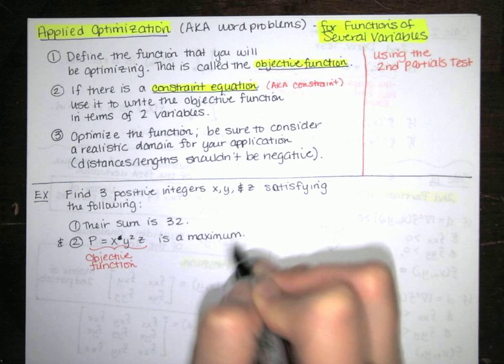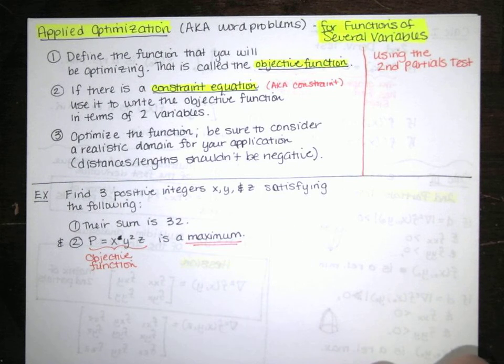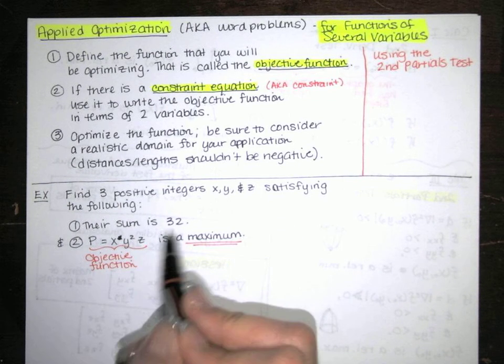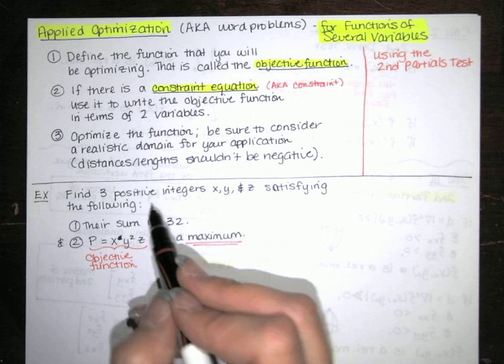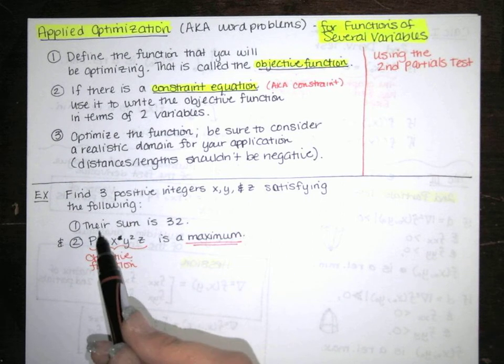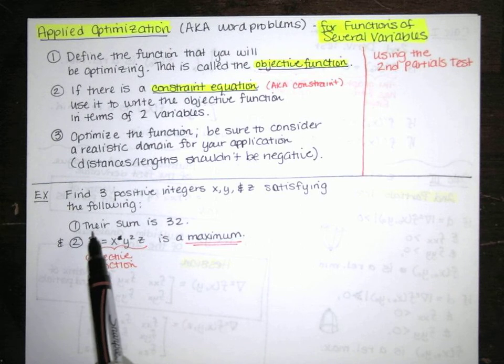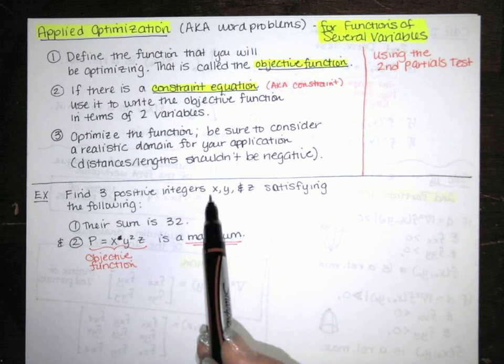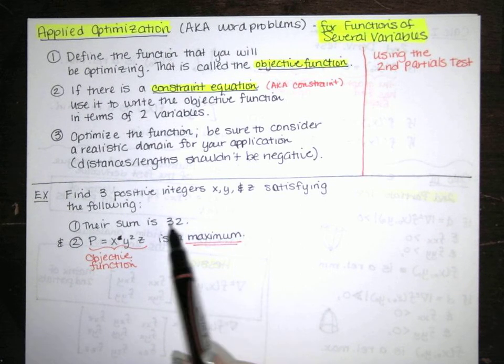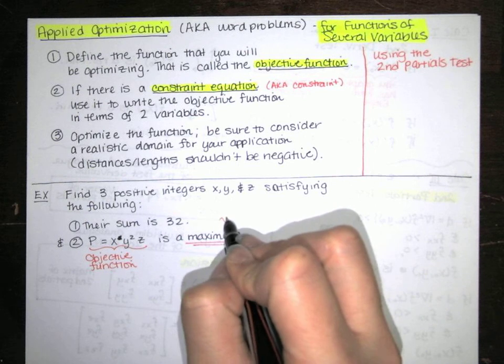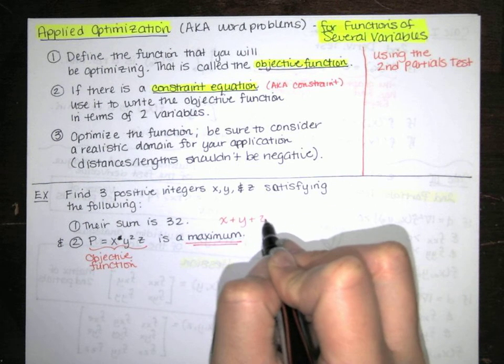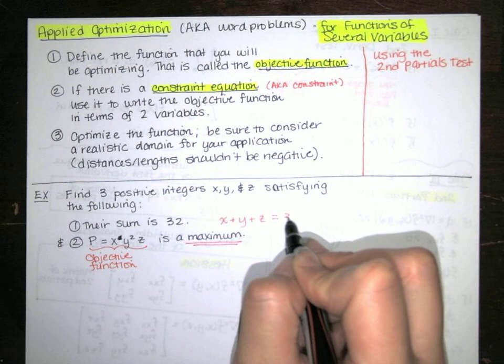Because that's what we're trying to maximize. They ask us to find a maximum, and they also give us a constraint. It's implied in this statement. We know that, let's actually have two constraints, or four constraints, depending on how you look at it. We want the sum of those three positive integers to be 32. So that's a constraint. I know that x plus y plus z, that's their sum, has to equal 32.